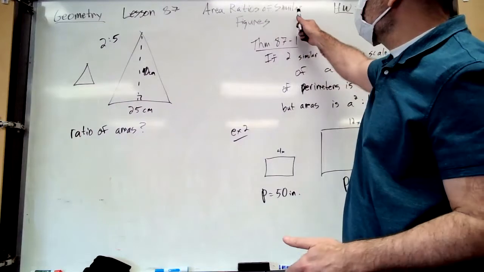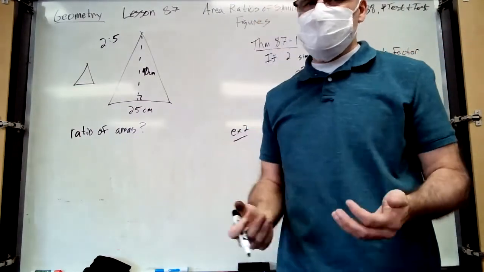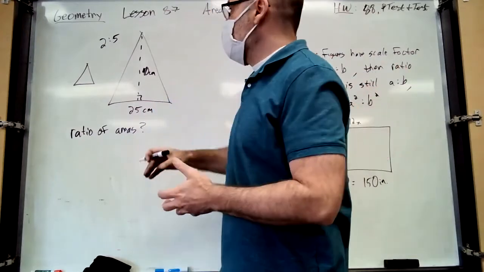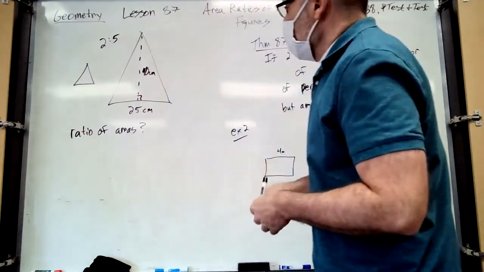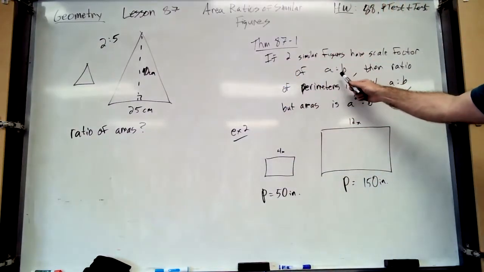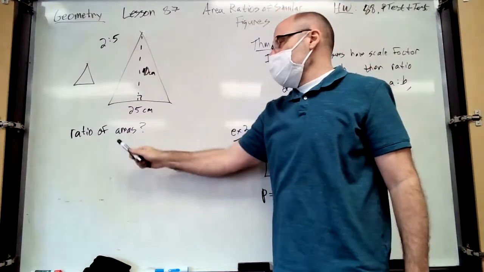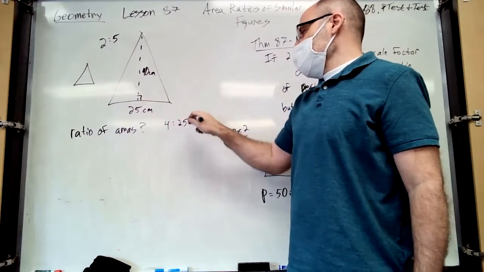But we're talking about the ratios of similar figures of their area. It's not the same as the perimeter. If one triangle is 3 times as big as the other triangle, you don't just multiply by 3. The ratio of the areas is the scale factor of the similar triangles squared. So if this is 2 to 5, the ratio of the area is 2 squared to 5 squared, 4 to 25.